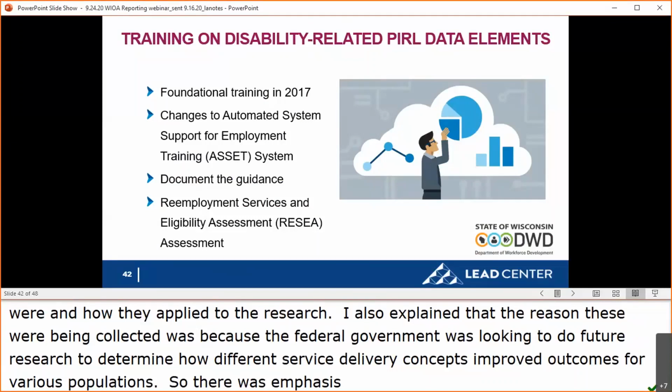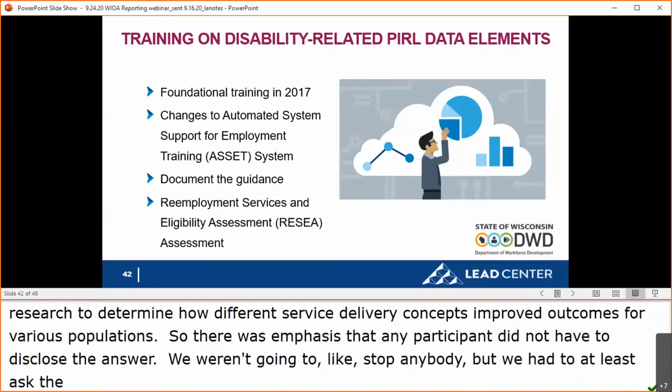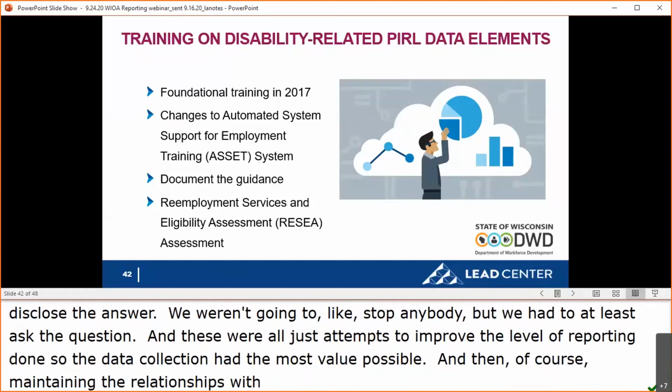There was emphasis that any participant did not have to disclose the answer. We weren't going to stop anybody, but we had to at least ask the question. And these were all just attempts to improve the level of reporting done so the data collection had the most value possible. And then, of course, maintaining relationships with our customers. Let's go to the next slide, please.